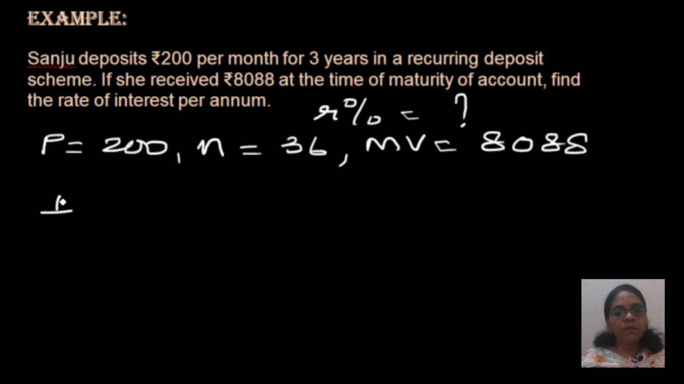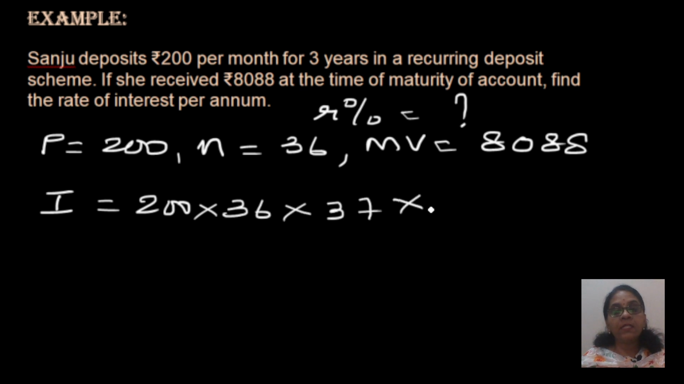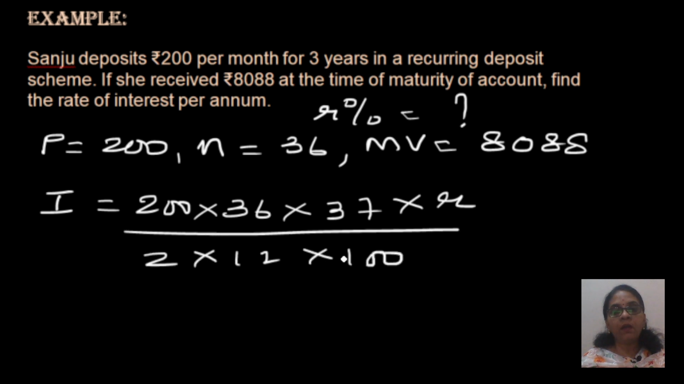So, always remember to find interest first. If you break your sum into finding interest and then going to maturity value, there are fewer chances of making mistakes. So, what is the formula for interest? P into n into n plus 1 into R by 2 into 12 into 100. N into n plus 1, 36 into 37. R is an unknown here, by 2 into 12 into 100. Now, we will cancel 100, 2 with 200. 12 goes in 36 3 times, and 37 into 3 is 111R.